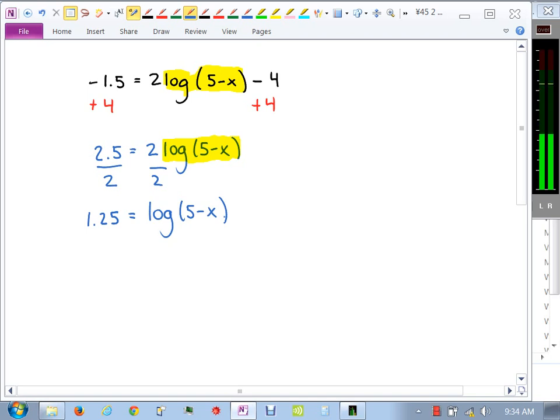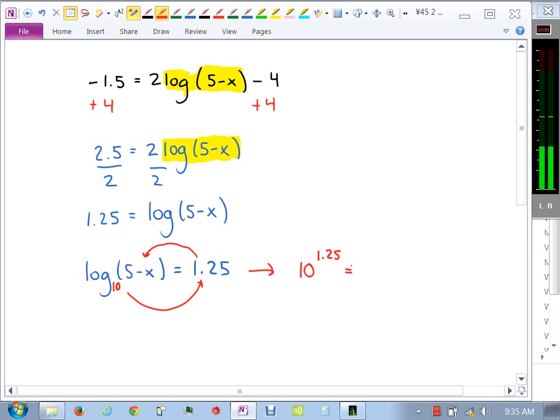Now the loop that we normally do, usually the log's on the left side. Well, all you have to do is just rewrite the equation. Put your log on the left. It really doesn't matter. When you have an equation, you can always switch sides. And then you do the loop. But what's the part of the loop that's not shown here? The 10, the base. So remember, log means log base 10. And so 10 raised to that power equals this. So that becomes 10 raised to the 1.25 equals 5 minus x.